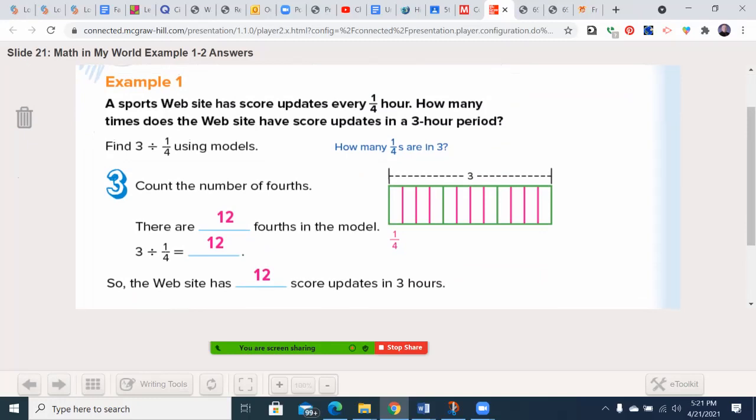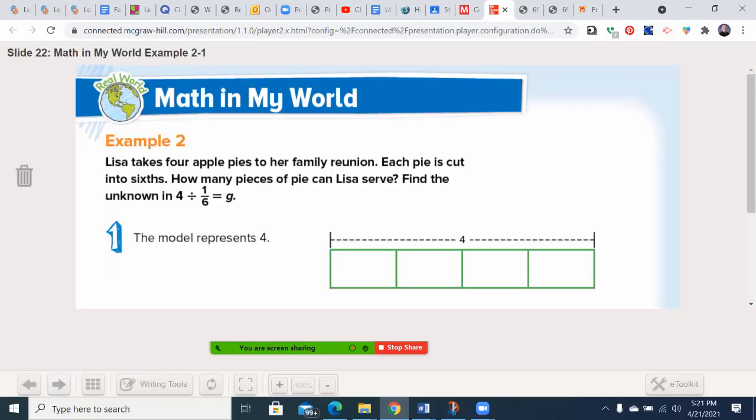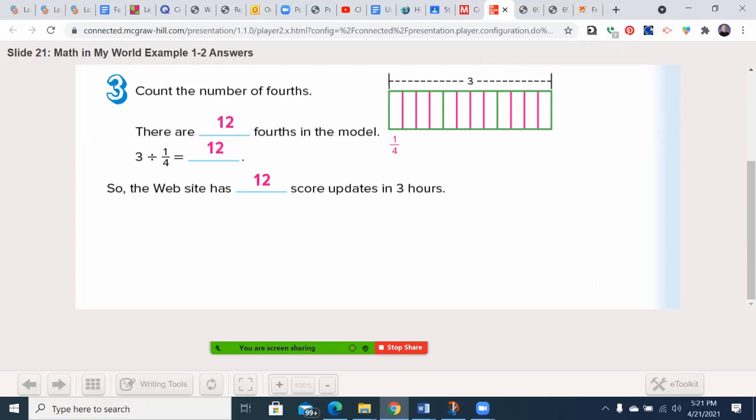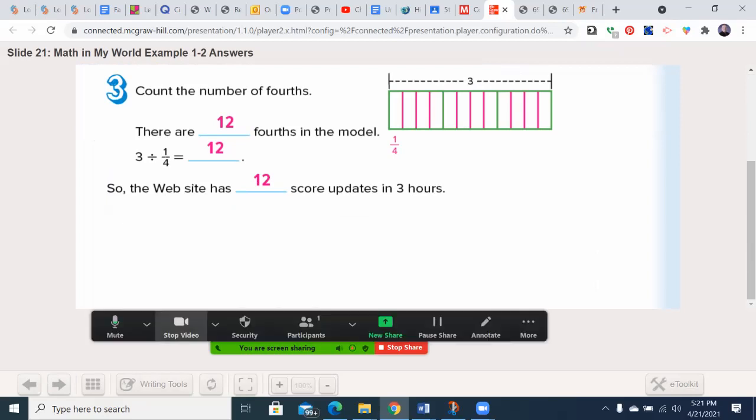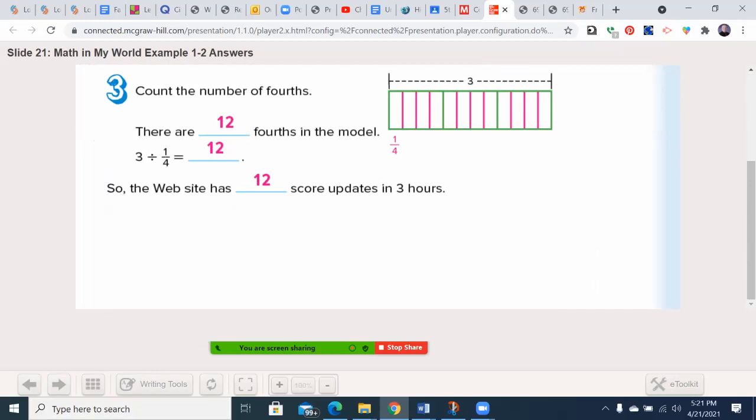You should have already had this part drawn in. So I'm going to go ahead and move forward. And they did not make you do the check. You can check: 12 times 1/4 is equal to 12/4, which is 3. And that's what we started out with there.